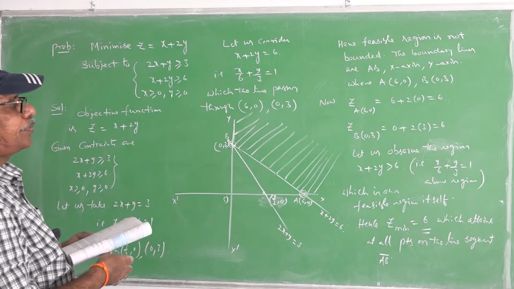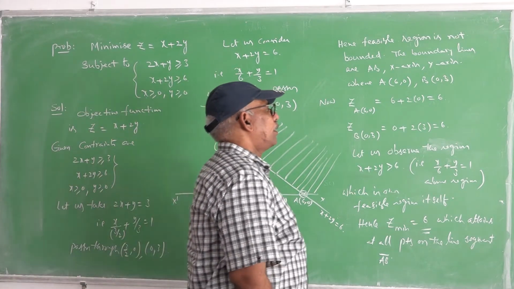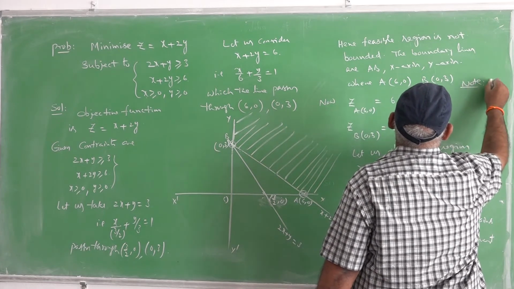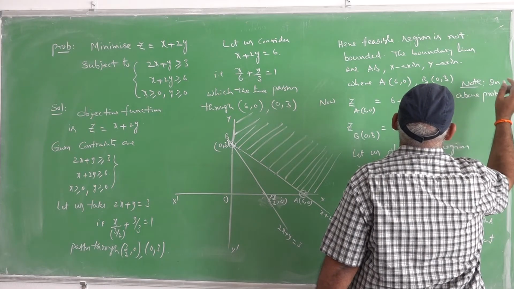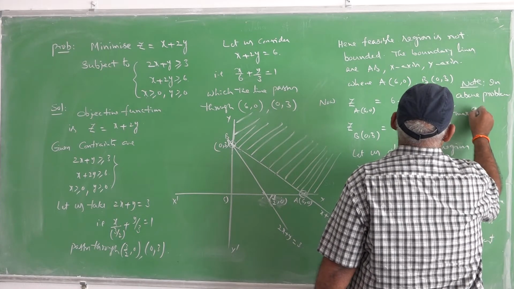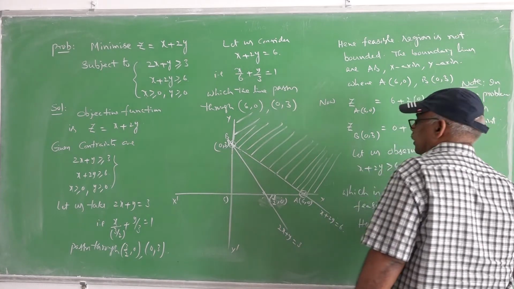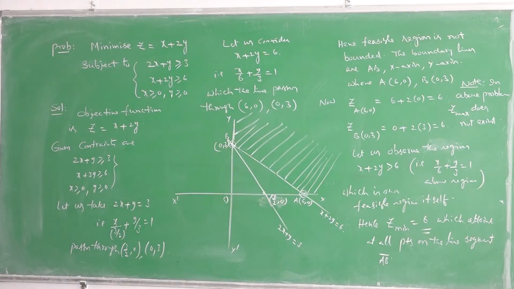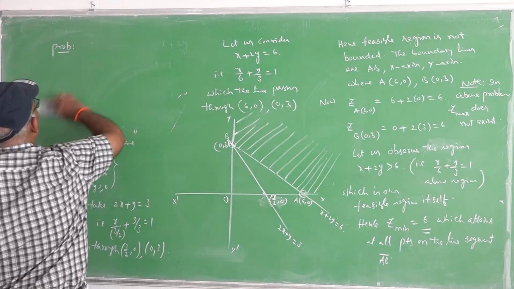This is the case of an unbounded region. Here the maximum of z does not exist. Note point: in the above problem, z maximum does not exist. Only the minimum exists. This is one good problem.